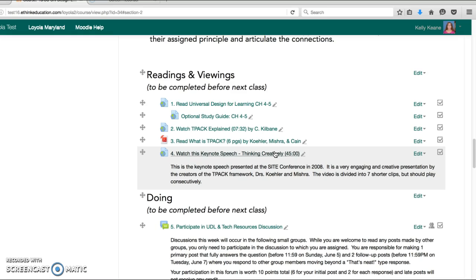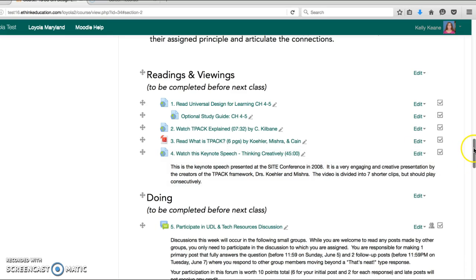And then lastly, this keynote speech is 45 minutes long, which sounds like it's really long. In fact, I think you'll find it to be very enjoyable. It's a really engaging presentation and it's very creative, the style in which they present. And it will really drive home the point of what TPAC really is all about in terms of designing content and thinking about the balance that it needs to have with the technology and the pedagogy that you're going to be using.